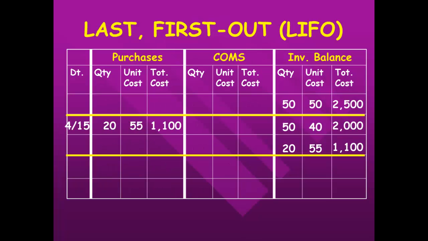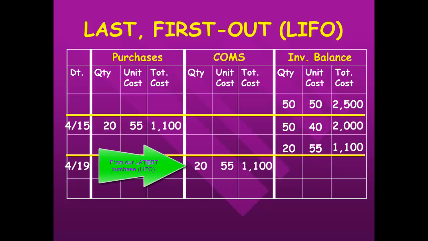Using LIFO, where's the first place I'd go looking to find those units? 20 at 55. Do I need all 20 at 55? Yes, I do, because I need to get up to 30. I can get 20 at 55 there. How many more do I need? 10. And the 10 cost me how much each? 40. So I'm going to sell the 20 at 55 and then 10 at 40.